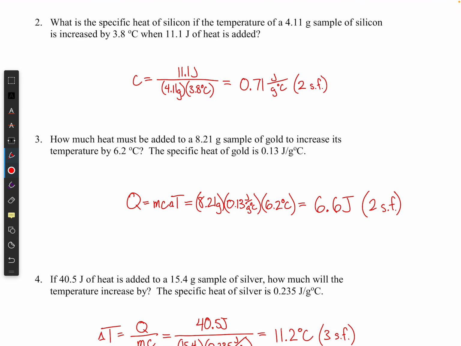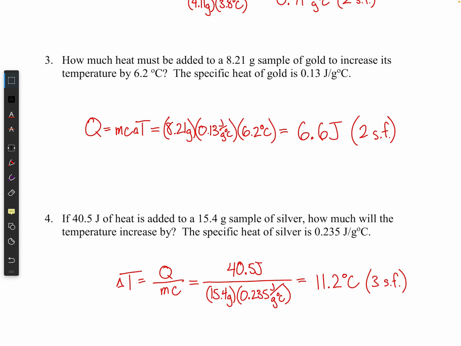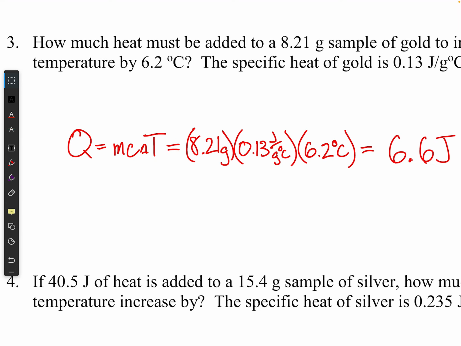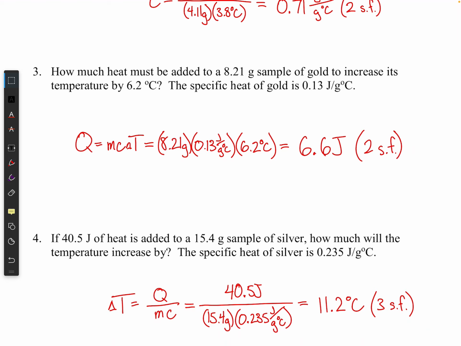Okay, next question. How much heat must be added to an 8.21 gram sample of gold to increase its temperature by 6.2 degrees Celsius? And we're given the specific heat capacity of gold, and that is 0.13 joules per gram per degree Celsius. Okay, so here it's very easy. We don't actually have to modify our equation at all. We just plug in the values and we get 6.6 joules for the heat energy added to the system. And that is, again, two significant figures.